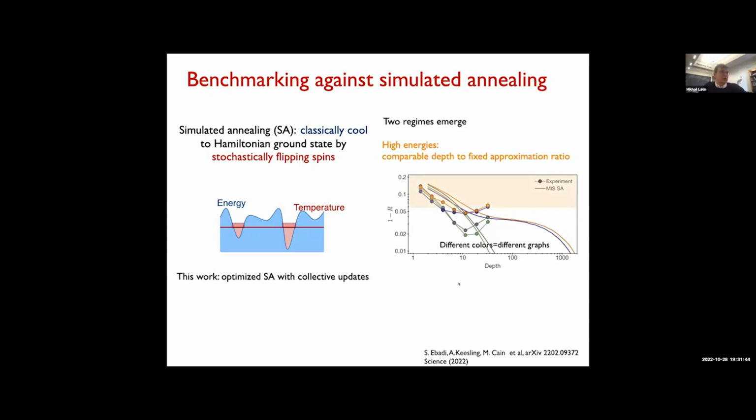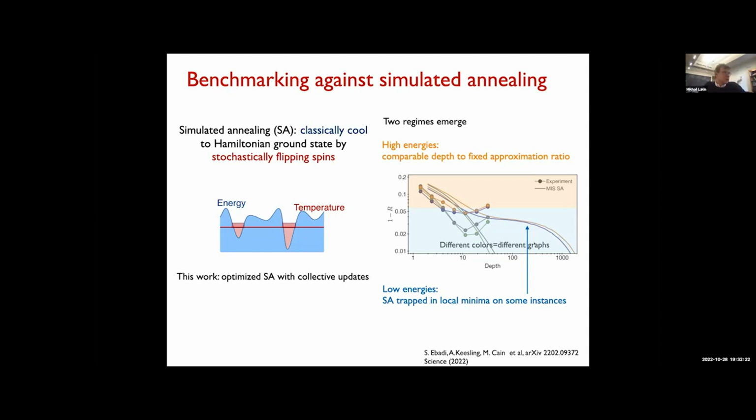So there are two regimes. One is a high temperature, or high energy, regime, where you see that all of these lines, for different graphs corresponding to different colors, are roughly parallel to each other. And it kind of makes sense: hard instances classically are also hard quantum mechanically. But then something interesting happens in the regime of low energies. What you see here is that in some of the instances, the classical algorithm really gets stuck. It evidently gets stuck in some local minima. It finds some solution, which is pretty good, but not really perfect.